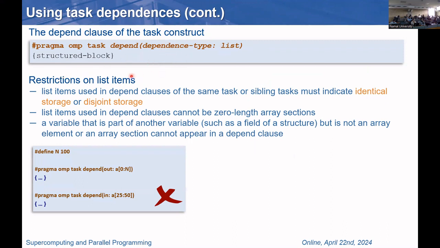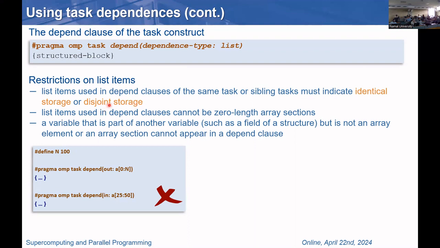We have some restrictions on the list items, okay? And this is set by the specification. List items used in depend clauses of the main task must indicate identical storage or disjoint storage. And this was actually causing a lot of discussion in the standardization committee, because it was like, let's try to offer the implementations a way to do the implementation easy, okay?